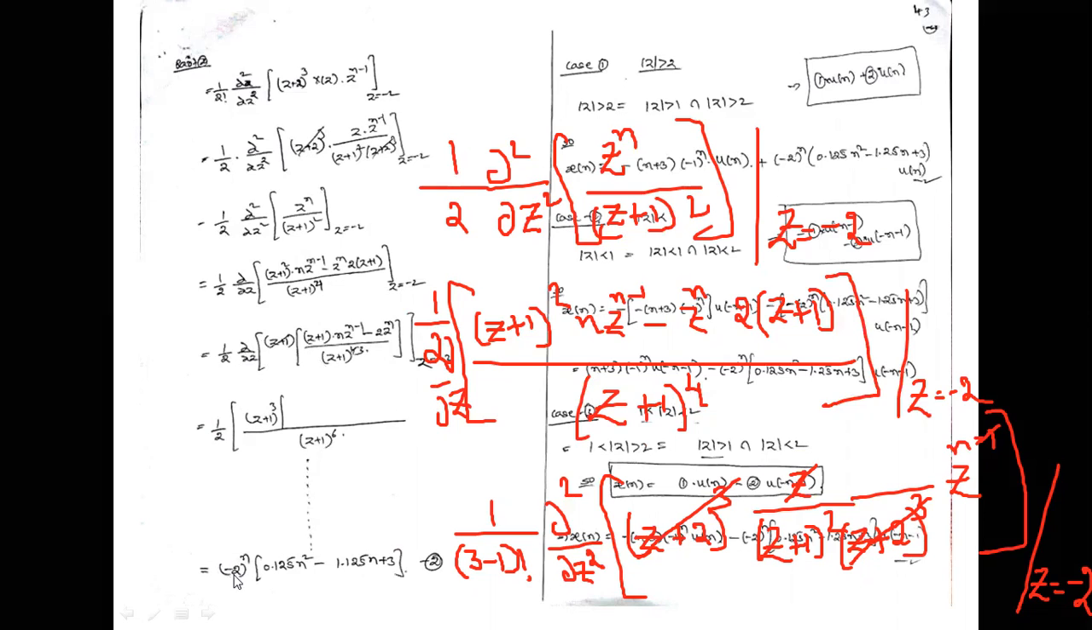What is the final answer? The minus 2 whole power n into 0.125 n square minus 1.25 n plus 3, after substituting z is equal to minus 2, my dear students. After substituting z is equal to minus 2. So I will do that.